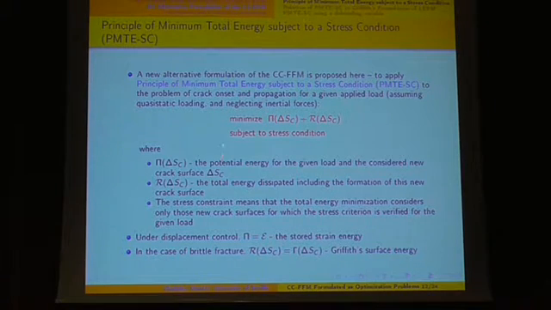Another option is to consider an alternative formulation which considers the potential energy and the dissipated energy and minimizes the sum of this potential and dissipated energy subjected to the stress condition. The stress constraint means that the total energy minimization considers only those new crack surfaces for which the stress criterion is verified for the given load. It means that for a given load, we consider only those crack surfaces which fulfill the stress criterion, and minimize over this restricted set of crack surfaces.